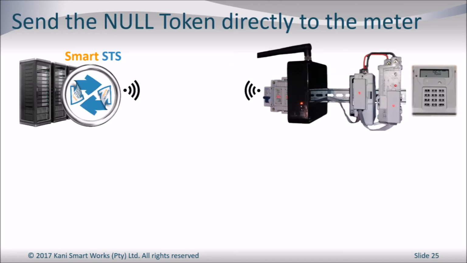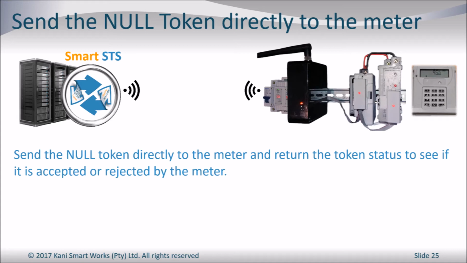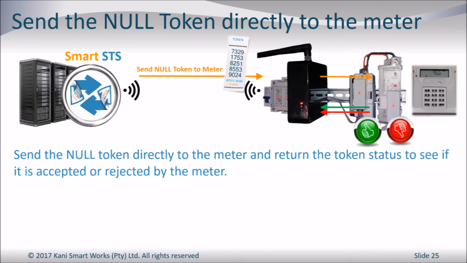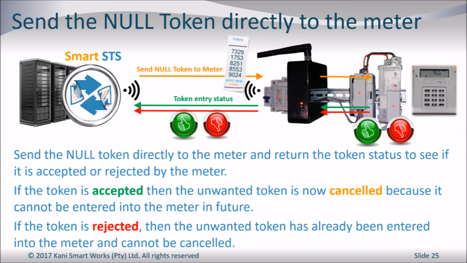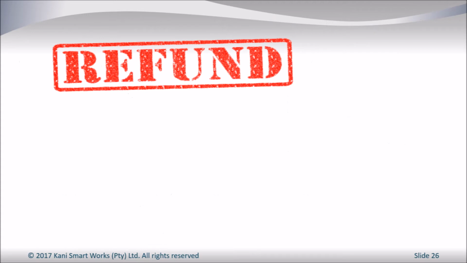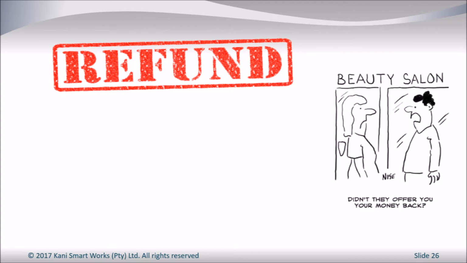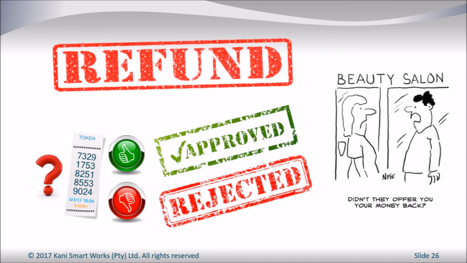In response to the token refund request, a NULL token now is sent directly to the meter and returns the token status to see if it was accepted or rejected by the meter. If the token is accepted, then the unwanted token is effectively cancelled because it can't be entered into the meter in future. If the NULL token is rejected, then the unwanted token has already been entered into the meter and therefore cannot be cancelled. The previous innovations allow us to automatically refund unwanted tokens, approving them or rejecting them based on evidence of what is inside the meter.